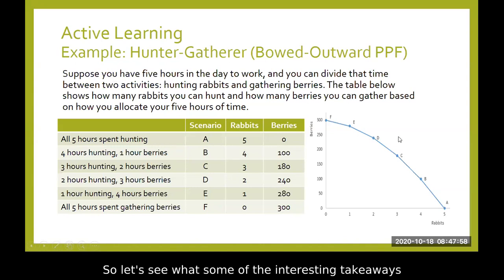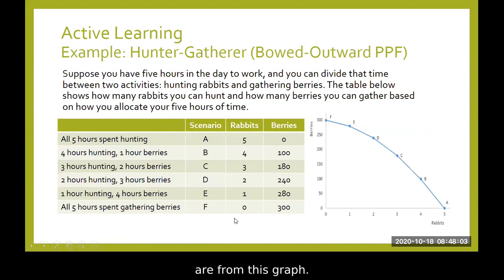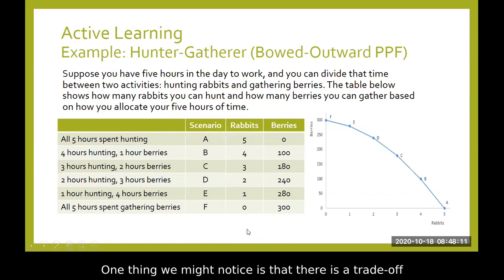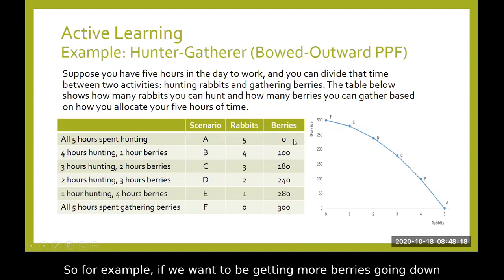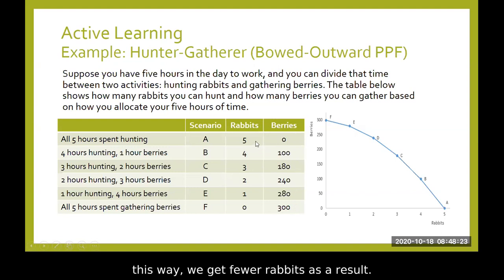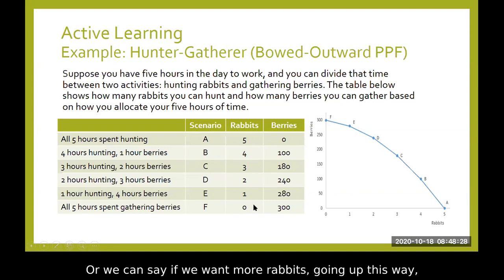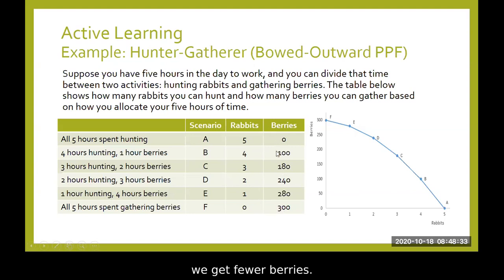So let's see what some of the interesting takeaways are from this graph. So just some things to note. If we're glancing at these numbers, one thing we might notice is that there's a trade-off between these two things. So for example, if we want to be getting more berries going down this way, we get fewer rabbits as a result. Or we can say, if we want more rabbits going up this way, we get fewer berries.